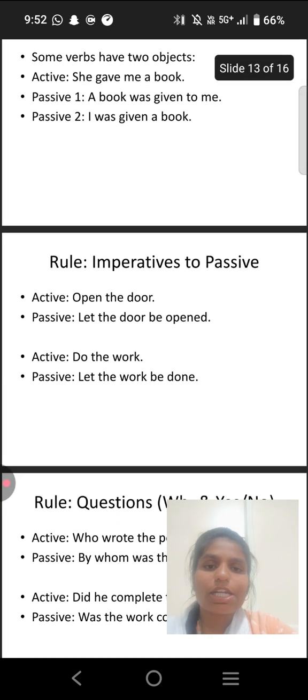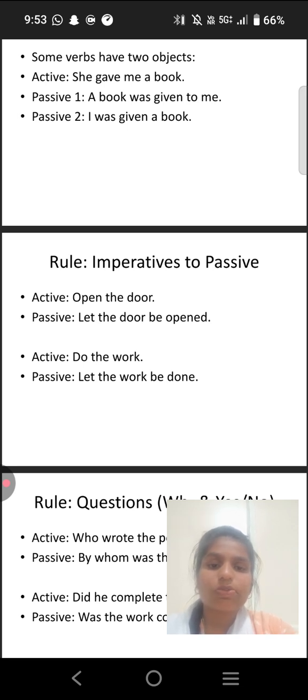We have imperative to passive. For example, open the door. In passive voice, let the door be opened. Another example in active voice: do the work. In passive voice, let the work be done.